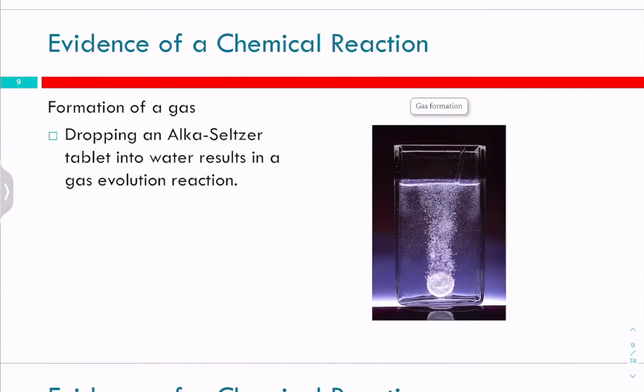Another sign of a reaction is formation of a gas. Now sometimes you mix things together and it looks like they're forming gas, but really it's just air bubbles because you've shaken it or something. When you have gas forming, it's usually a very noticeable amount of gas and it doesn't go away after just a little bit. So Alka-Seltzer dissolving in water is a gas evolution reaction.